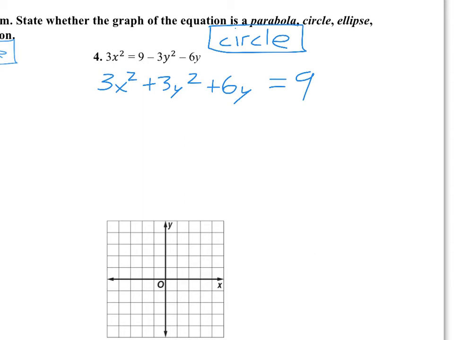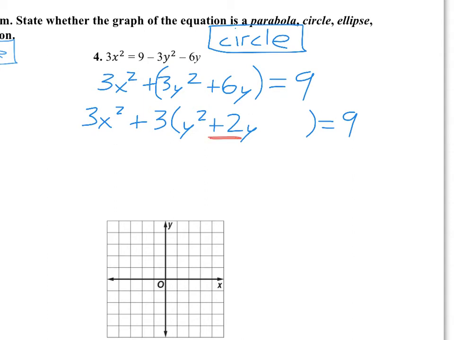Okay, so now we don't have to complete the square for the x's because there's no x to the first. But we do have to complete the square for the y's. So first thing we should do, take out the 3 in the front. 6y divided by 3 is 2y. Now we complete the square only for the y's. 2 divided by 2 is 1. 1 squared is 1. Now that 1 is really a plus 3, so we add 3 to the other side.